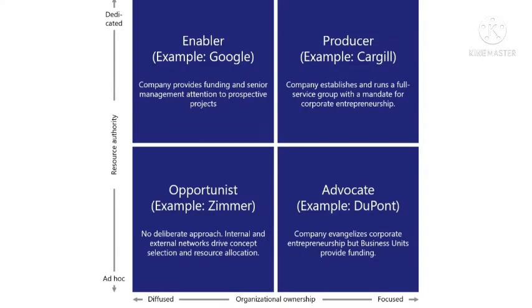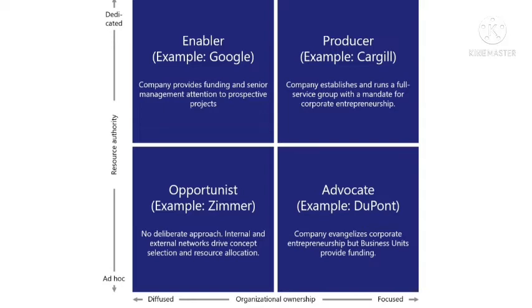Example for opportunist is Zimmer. No deliberate approach; internal and external networks drive concept selection and resource allocation. Example for enabler is Google. The company provides funding and senior management attention to prospective projects.